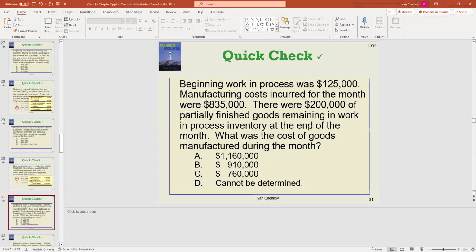Cost of goods manufactured is going to move to the work in process, where in work in process we have a 125 beginning balance. At the end of the period we check, and we have 200 as the ending balance in the work in process. How much is the cost of goods manufactured?